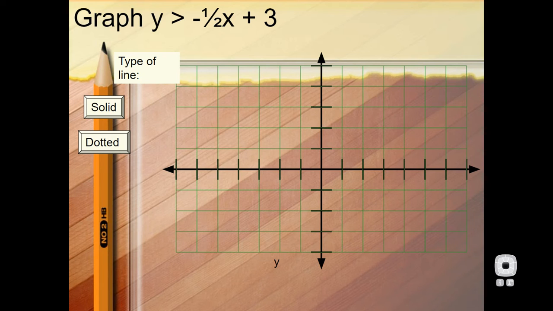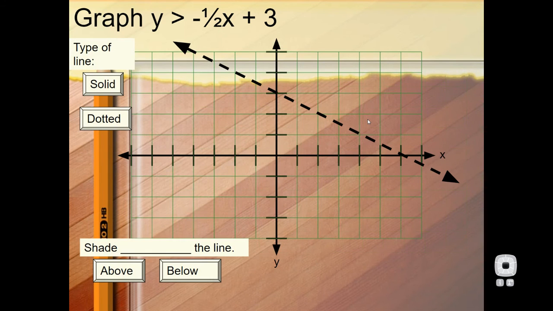So the y-intercept is 3. So I know at 1, 2, 3, I'm going to put a line here. Now my slope is negative, so it's going to go downhill. Remember, I go down 1 as I run forward 2. So I'm going to run forward 1, 2, and go downhill 1. So that line's going to look like that.